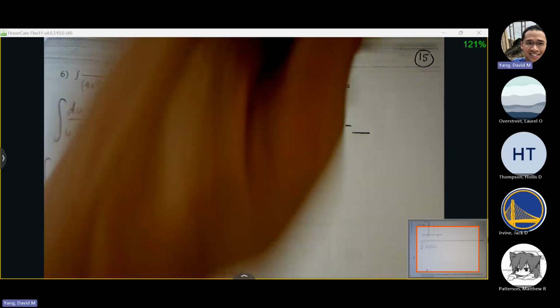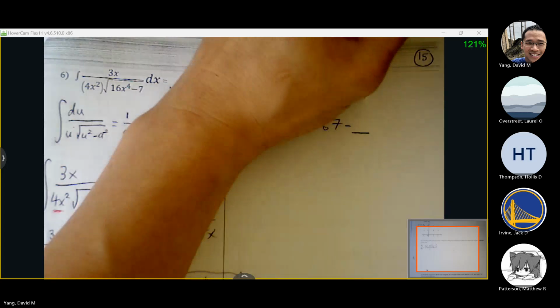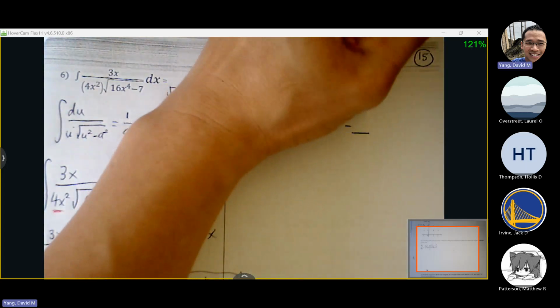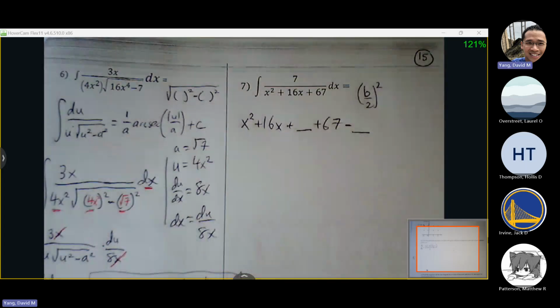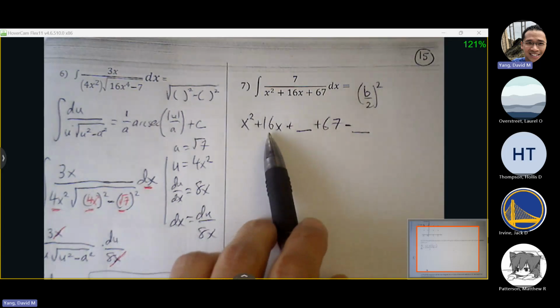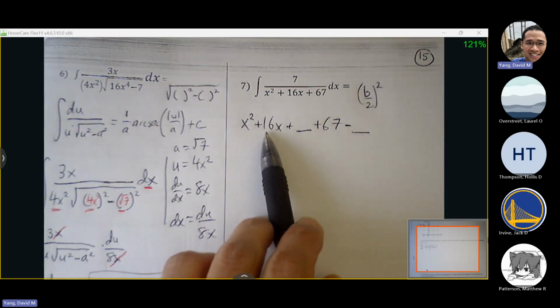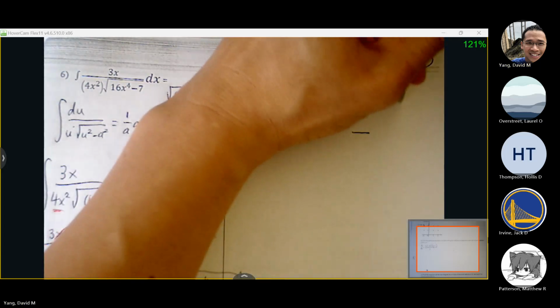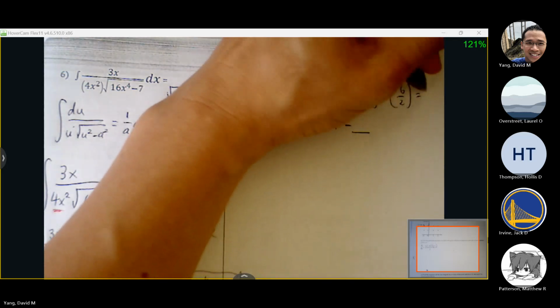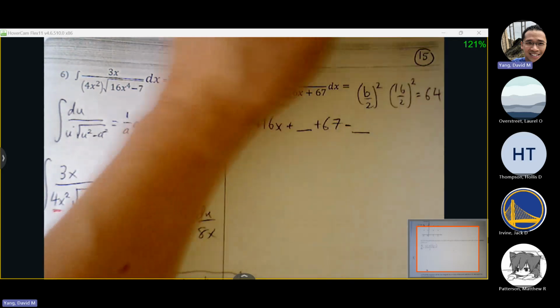What formula do we use to fill in the space? b over 2 squared, yeah. My b is the coefficient of my second term. So 16 over 2. 8 squared is 64.